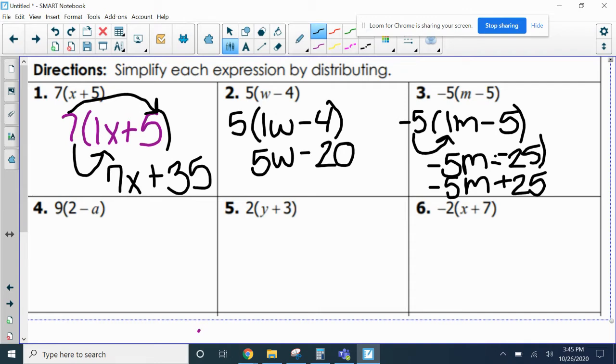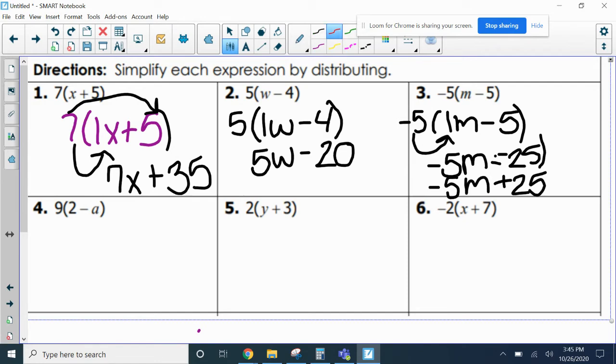All right, I want you to go ahead and pause this. And I want you to do 4 through, I should have said that before I told you pause. I want you to do 4 through 6. So now I want you to go ahead and pause this and work out 4 through 6. And then as soon as you're done, you're going to unpause it and we will go through them together.